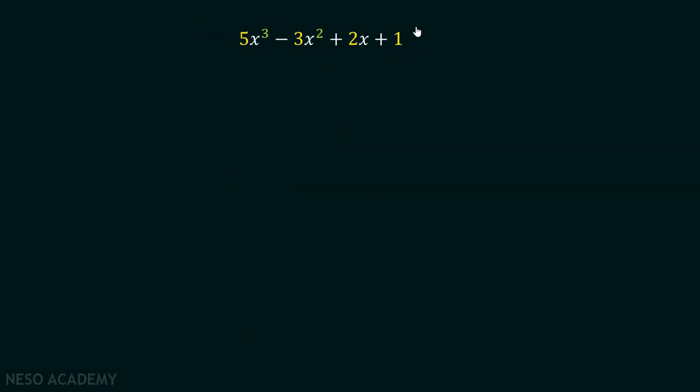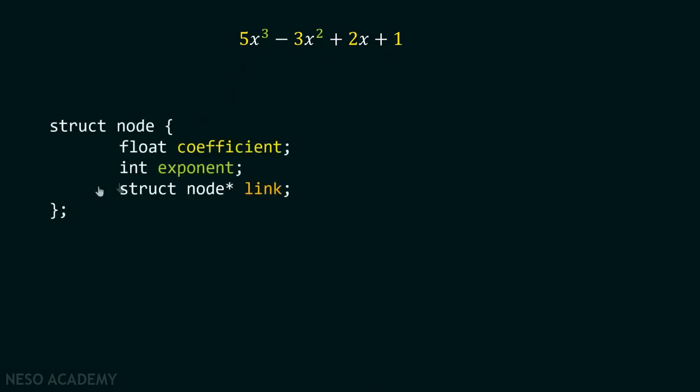Let's suppose that we are talking about this polynomial 5x cubed minus 3x squared plus 2x plus 1. I want to represent each term of this polynomial using a node of the linked list. For this purpose, I'll declare a struct node with these three fields, okay? These three members of this struct node. One is float coefficient, the other one is integer exponent, and third one is obviously the link part.